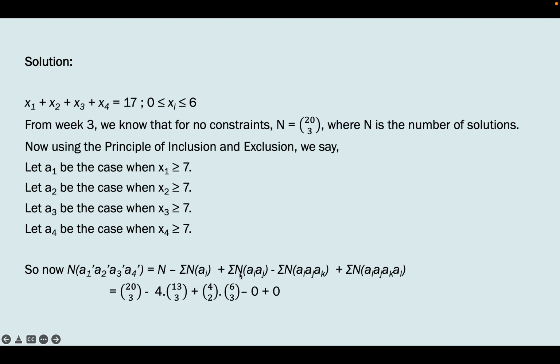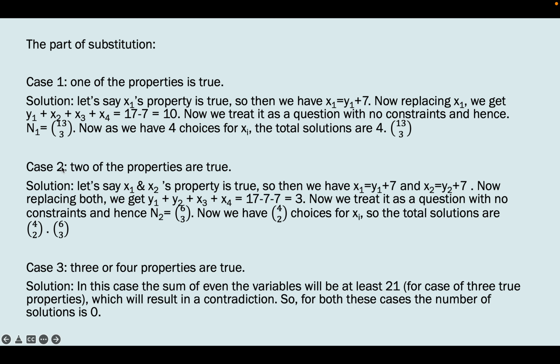And for the next component, the summation of n of aiaj, this is when 2 of the properties are true, and it's similar to case 1. In case 2, 2 of the properties are true. Let's say x1 and x2's properties are true. So then we have x1 equals y1 plus 7 and x2 equals y2 plus 7. And now we replace both in our equation and we get y1 plus y2 plus x3 plus x4 equals 17 minus 7 minus 7, which is 3. Now again, similar to case 1, we treat it as a question with no constraints, and hence we get n2 equals 6C3. Here our k is 3 and our n is 4.